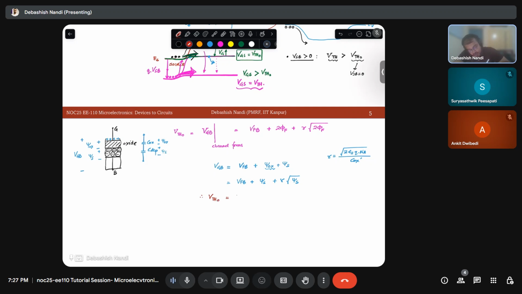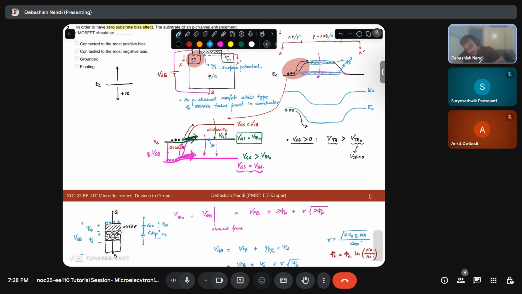Now VTH0 is that gate voltage where your psi s becomes 2 phi f. Phi f is the Fermi potential or the bulk potential. Phi f is nothing but phi t ln Na by Ni. That means it depends on the doping of your substrate. So VTH0 is VFB plus 2 phi f plus gamma root over 2 phi f. Fine.